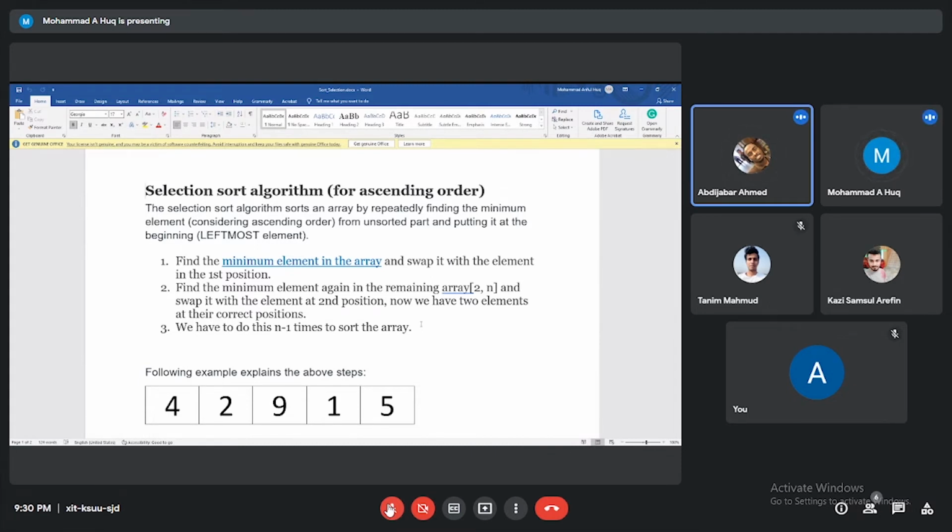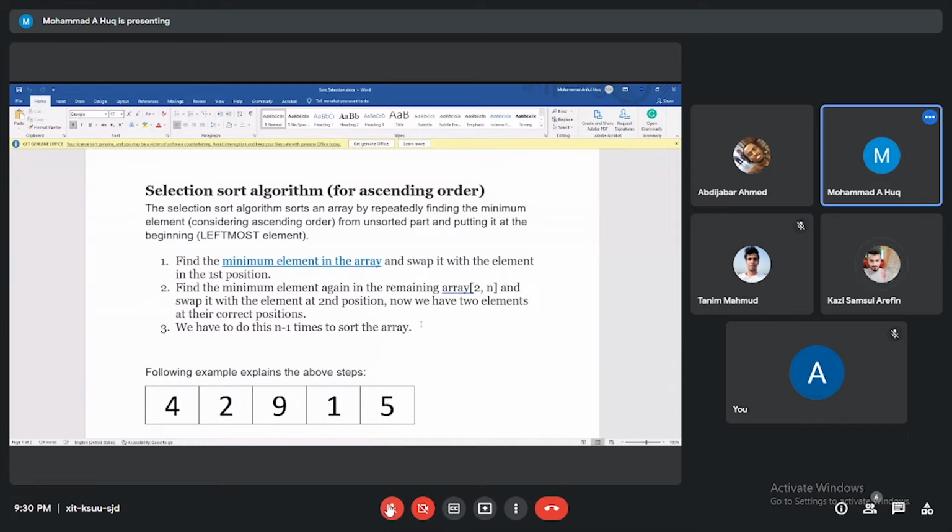Take a breath. Find the minimum. I mean, you will just insert it in your brain. Find the minimum element in the array and swap it with the first element. Swap it with the element in the first position.